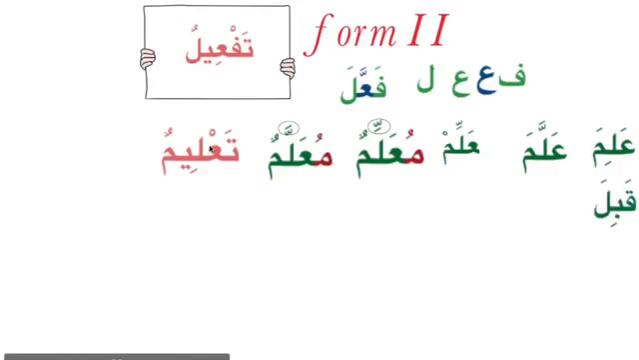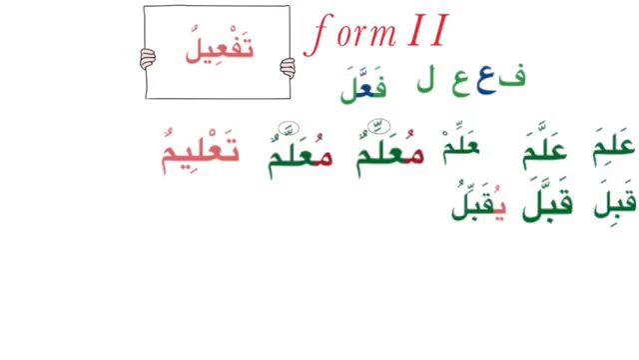Let's take some more examples. Qabila, he accepted. If you make it into form 2, it will be qabbala. Qabbala means he kissed. And how do you make the mudari'? We know it's a 4-letter verb, so it will be yuqabbilu. And the amr will be qabbil.